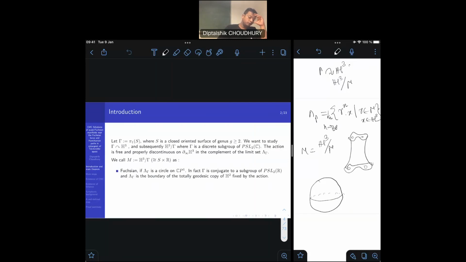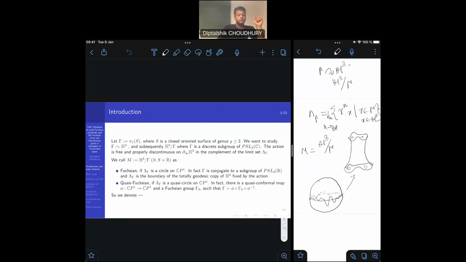If this is the Fuchsian case, then in the quasi-Fuchsian case the limit set is not a circle but a quasi-circle. One more way to be precise is that there is a quasi-conformal map from CP1 to CP1 and a Fuchsian group gamma 0, such that this gamma, which is quasi-Fuchsian, is conjugated to the Fuchsian group by this quasi-conformal map. In essence, I have a quasi-conformal map which is sending this circle to a quasi-circle, and in both cases the quotient that you get looks like this surface times the real line.